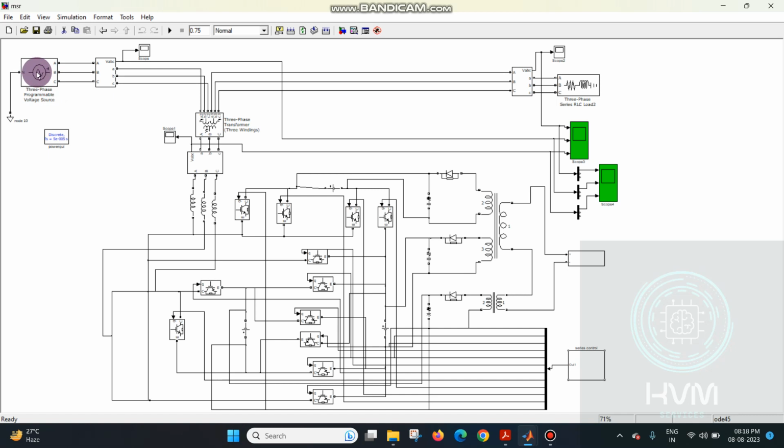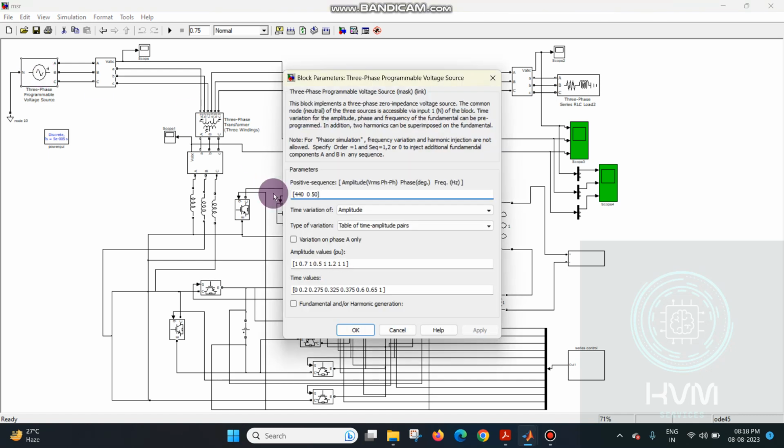To provide the sag and swell conditions, here we are using the three-phase programmable voltage source. Here we are applying the amplitude value with the time values, right? Initially we are applying 0.7 and 0.5 as the sag and 1.2 as the swell. So we are applying three conditions at a time: two sag conditions and one swell condition. The magnitude of the sag conditions are 0.7 and 0.5, and the magnitude of the swell condition is 1.2, right?